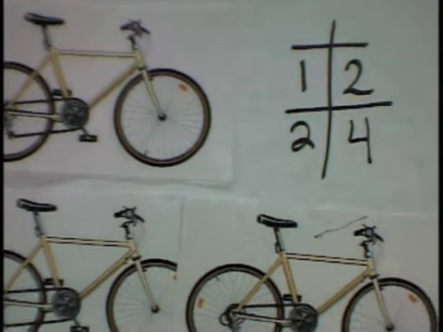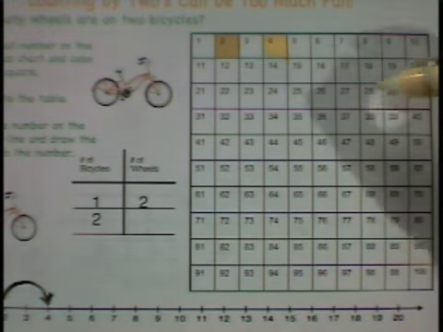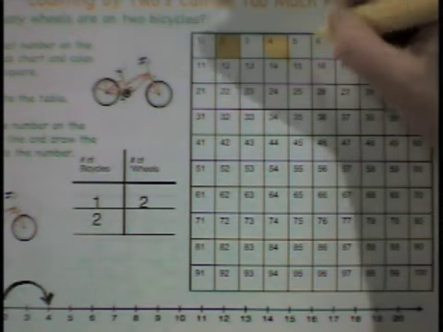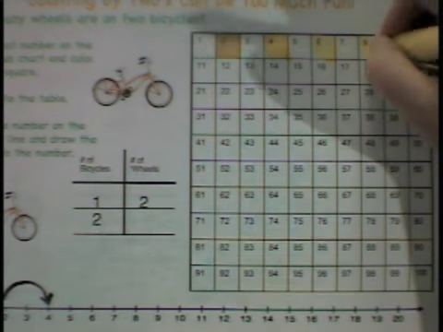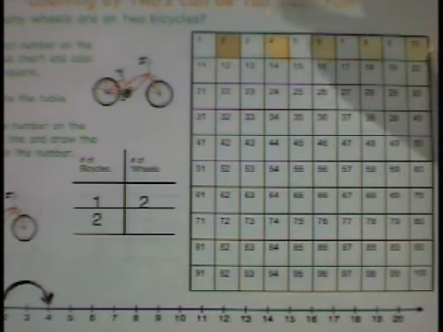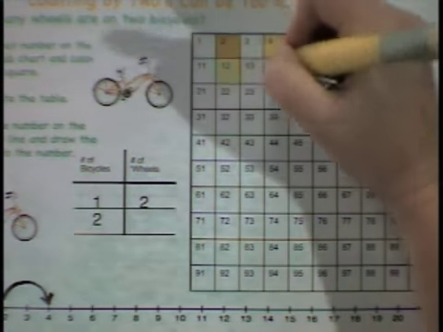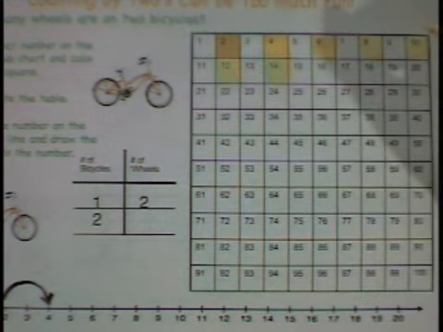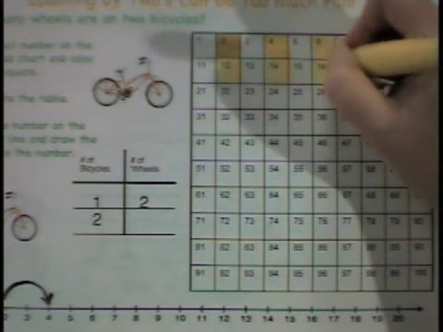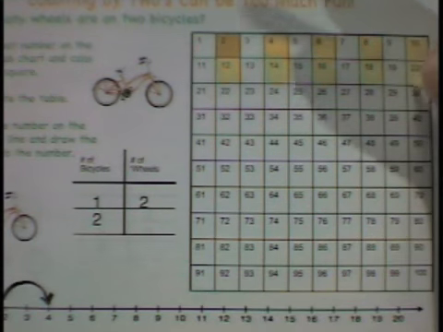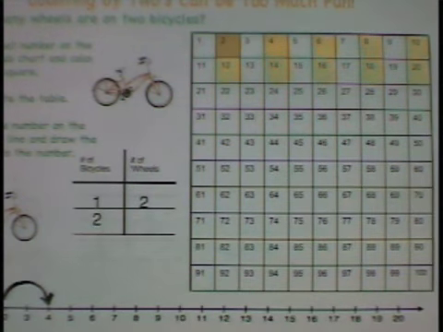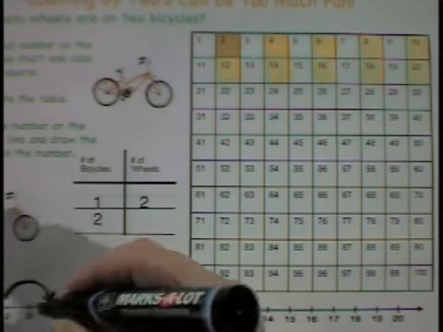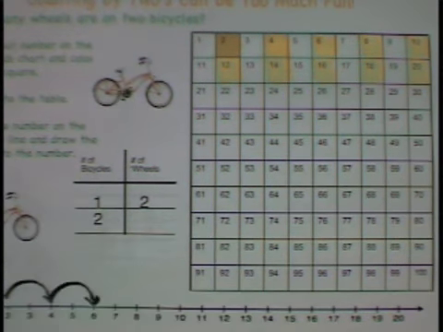2, 4, 6, 8. The secret about this hundreds chart is that once they start filling in all of the numbers as we count by twos, they should start seeing a pattern. And that's what math is really all about. It's about patterns. Also, they'll recognize that all of these are even numbers. So when we count by twos, we get all the even numbers. We also want them to look for the patterns on the number line. So those are some ideas.